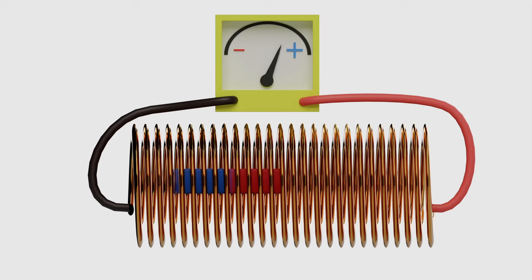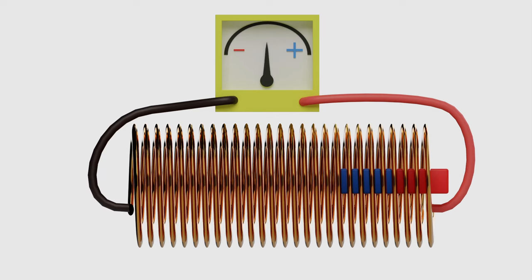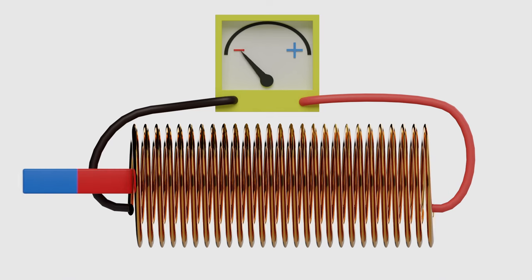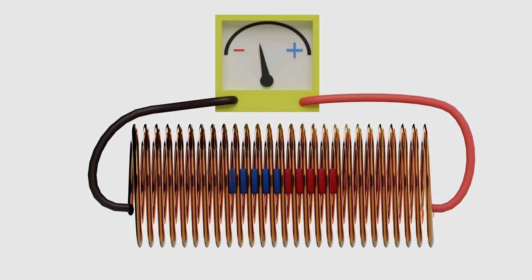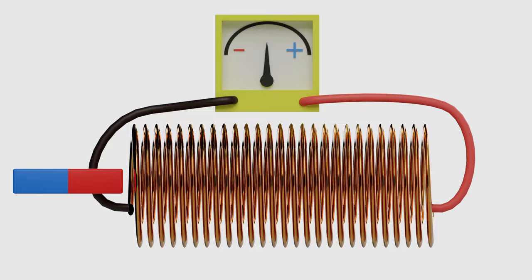Now, you may remember from school that moving a magnet through a coil of wire creates a charge in the circuit. If we reverse the direction of the magnetic field, it reverses the flow of current. This is called induction, and it's the mechanism that we use to generate the majority of our electricity.